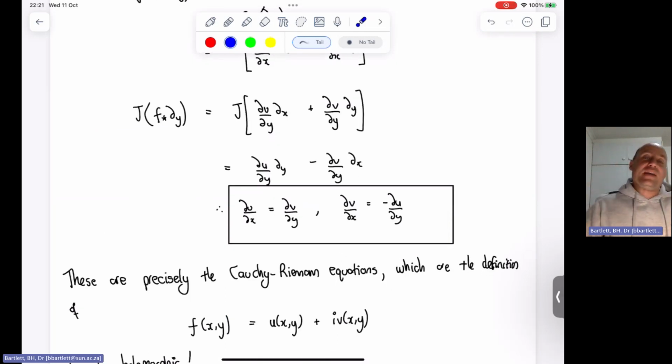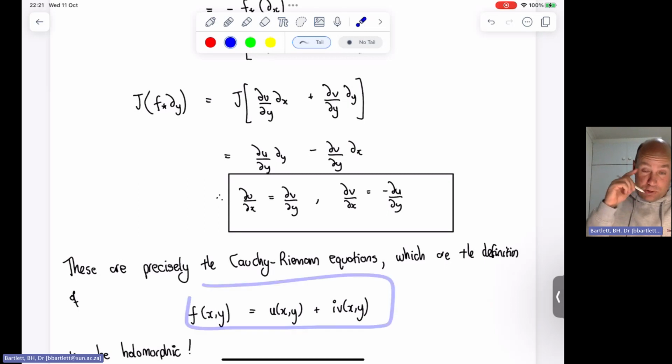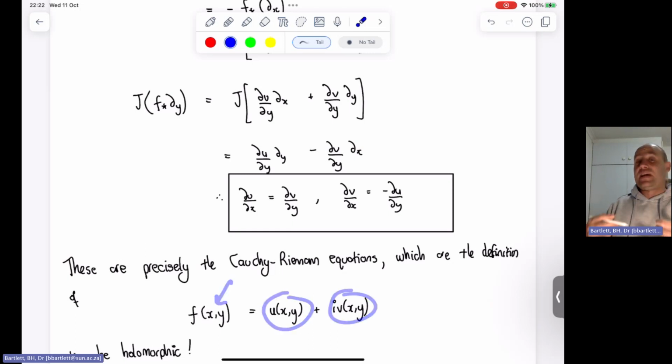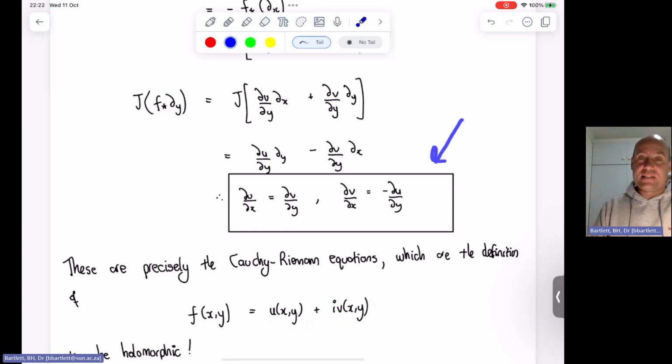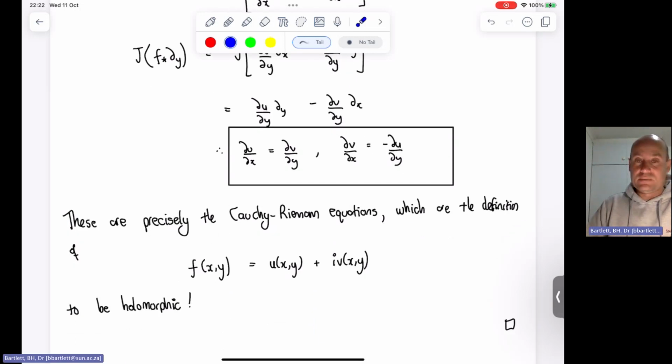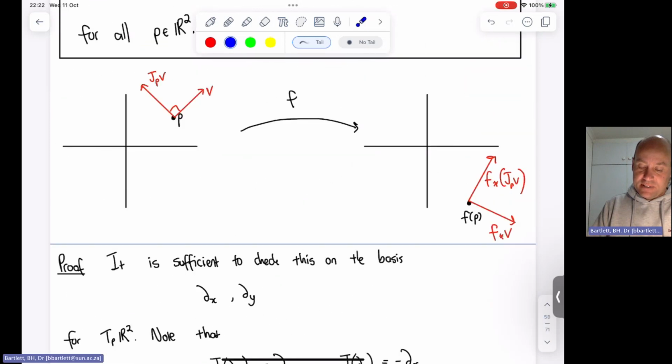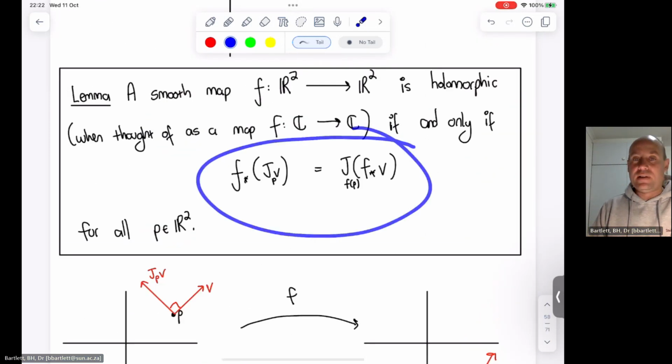And in one way of defining holomorphic functions, that's the definition of f being a holomorphic function. When I write f as u plus iv, in a complex way, where this is the real part and this is the imaginary part, then the partial differential equations that these u and v need to satisfy in order for f to be holomorphic are, by definition, these guys. Okay, so we're done. So this is just a more geometric way of writing down the Cauchy-Riemann equations.